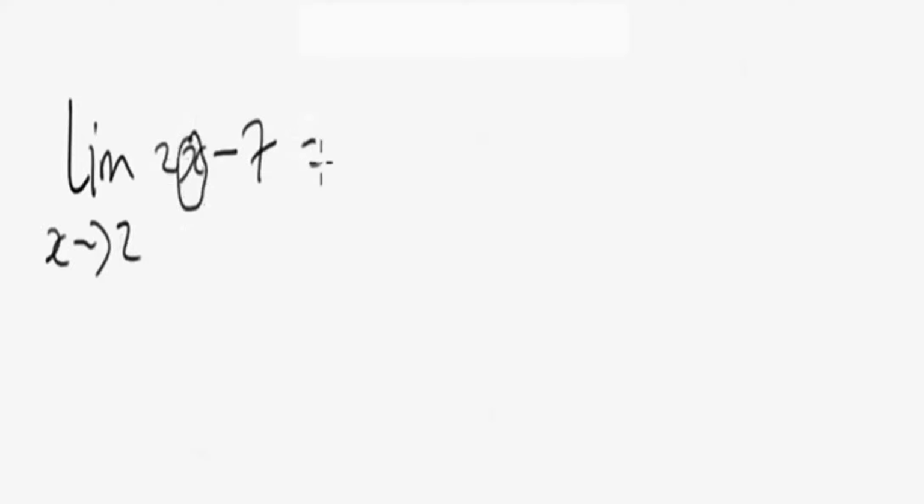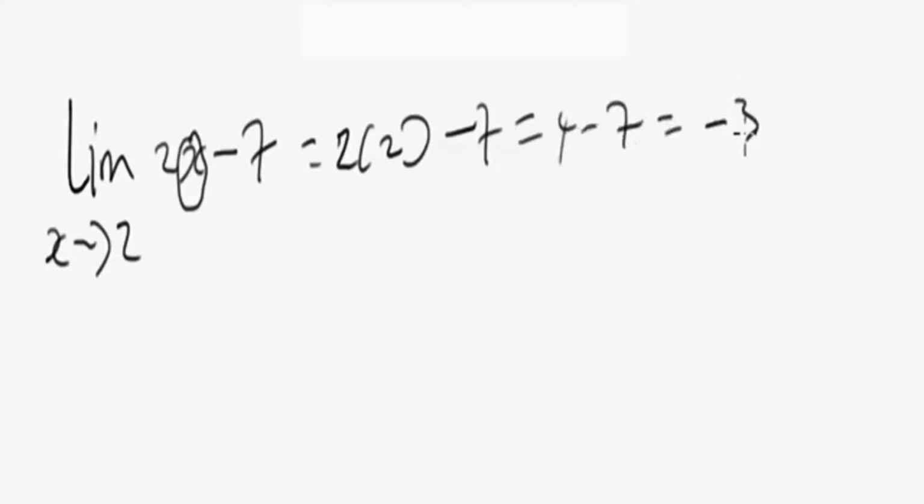You're given limit x tending to 2 of 2x minus 7. Now, when you have a question like this, you use substitution methods to do it. All you simply have to do is, x is tending to 2, so you plug 2 into x. So when you do it, you're going to have 2(2) minus 7. When you simplify it further, you're going to have 4 minus 7, which will give you what? Negative 3. So that will be the answer.